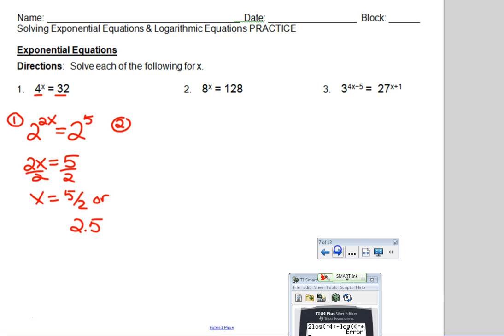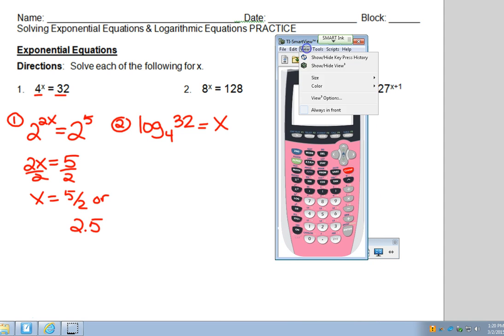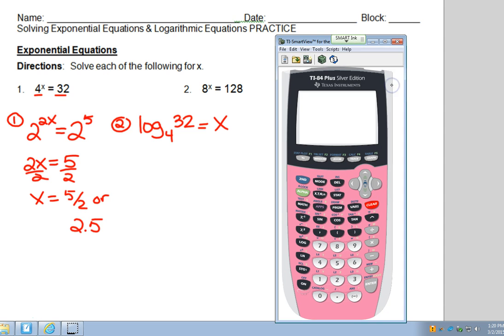The other way you could have done this problem is to change forms. Log, the base is 4, the value you want to get is 32. What's the x exponent that makes that happen? If you do it that way, you can go ahead and do that in your calculator. Log base 4 of 32. Basically, that's saying what exponent makes 4 become a 32, and it's 2.5.